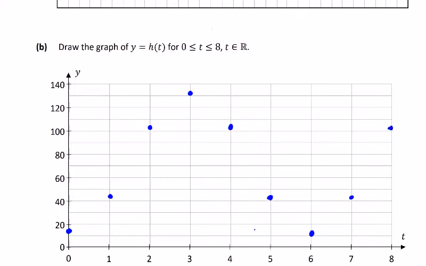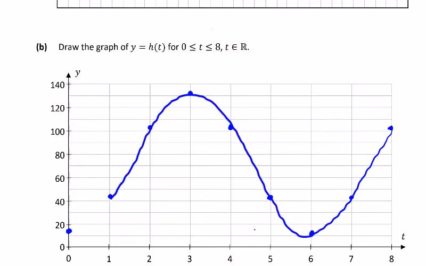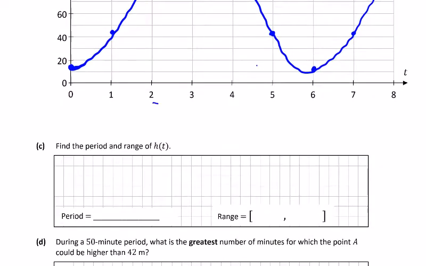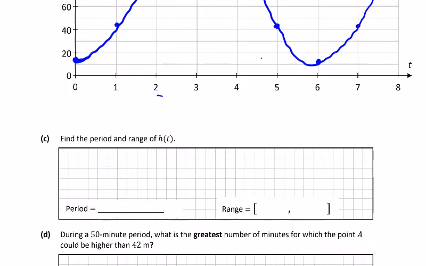So it's a cosine curve here, so curve it down. Take your time in the exam. I can have a few attempts here at trying to do it. I'm going to go backwards, up, down, and it's curving back at the bottom there. It's not coming up straight. So this is my effort. Part C, find the period and range. Well, the period is 6 minutes. We found that already. The range is from 12 to 132, which we have from above.